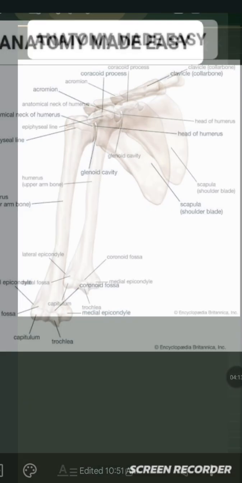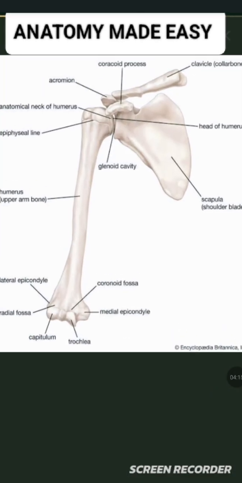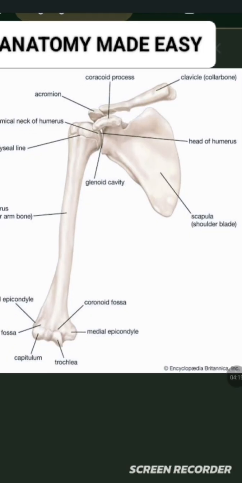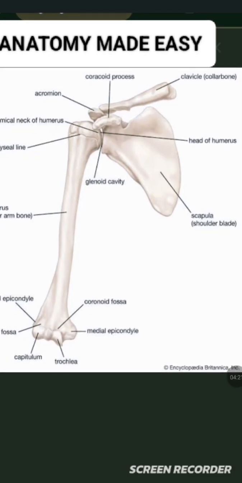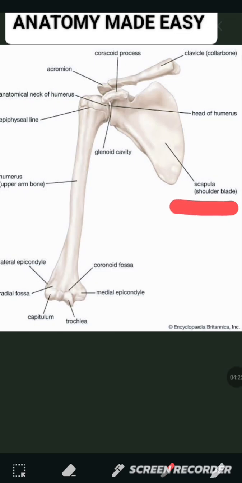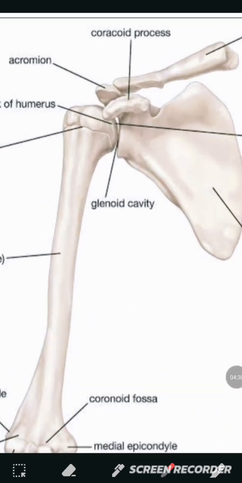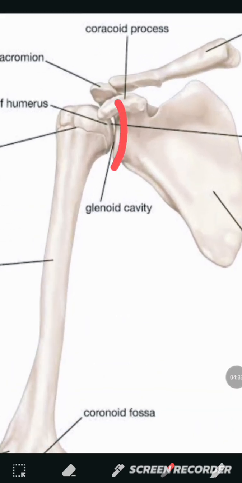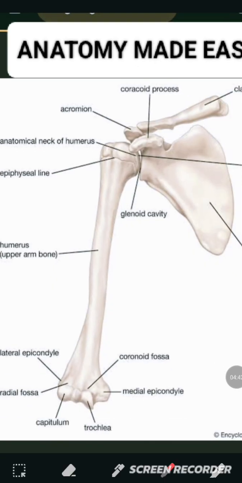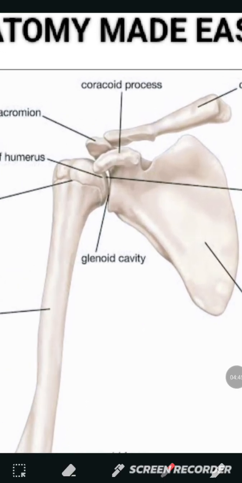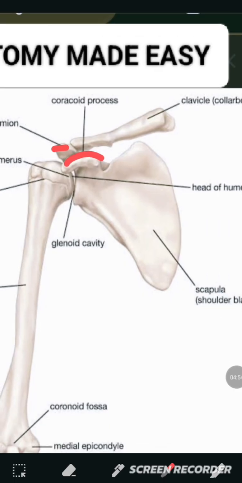Now let's talk about the articulation. The upper end articulates with the bone of the shoulder girdle, which is called the scapula bone, with the glenoid cavity of the scapula. The head of the humerus articulates with the glenoid cavity of the scapula and forms a ball and socket synovial joint. This process is called the coracoid process, and this is called the acromion process.